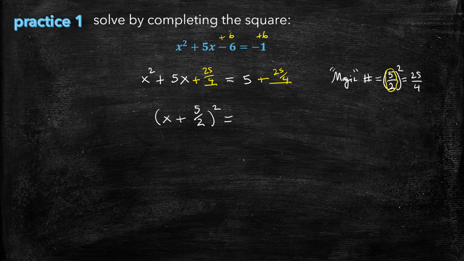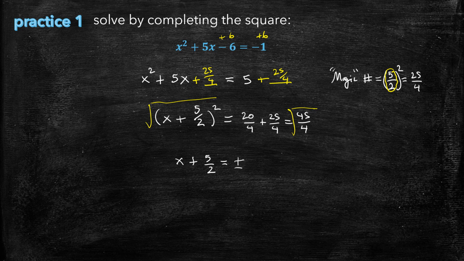So this is 5 here. And now we're going to have to add 5 and 25/4. And 5 is 20/4 plus 25/4. That's 45/4. And now we are going to take the square root of both sides. That would give us x + 5/2 on the left. And we mustn't forget the plus or minus.